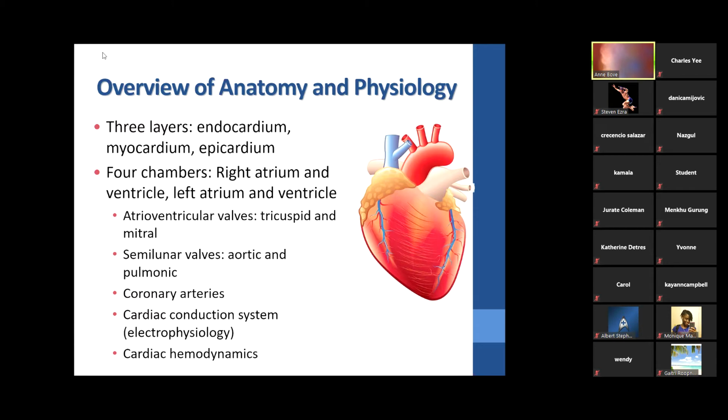Your atrioventricular valves are your tricuspid on the right side and your mitral valve on the left side. Your semilunar valves are your aortic valve off of the left ventricle, and your pulmonic valve, which is off of the right ventricle into the pulmonary artery. So your pulmonary artery and your right ventricle are joined together by the pulmonic valve, and on the left side of the heart, your left ventricle is hooked up to your aorta, and the gate is the aortic valve.